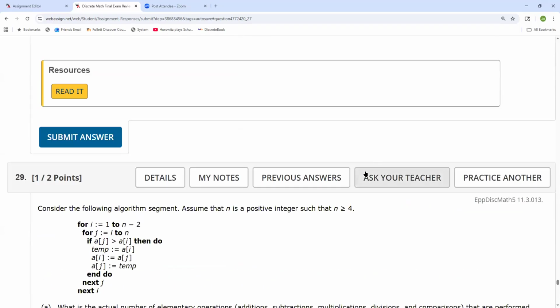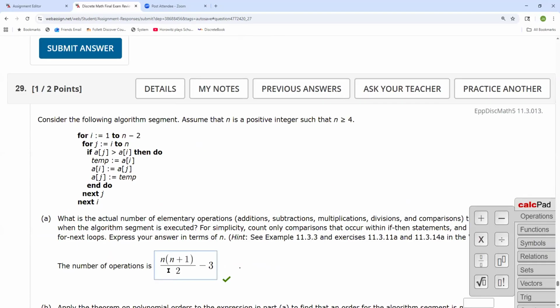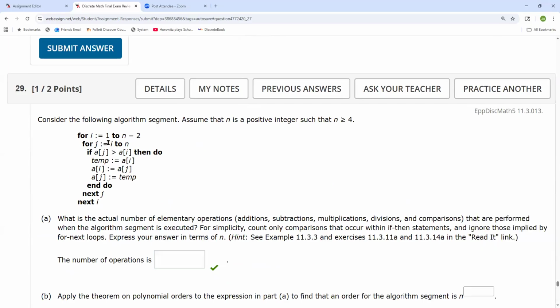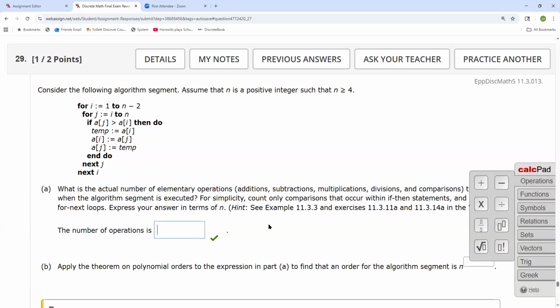Okay, so now this one, 29. So we're getting closer and closer to the end. I misread this problem last night. I thought this said 1 to n because it was super small on my phone, and I kept getting it wrong, and then I realized, wait, it's actually way easier. So for i equals 1 to n minus 2, and for j equals i to n. Let's remember we can only do this if we start with 4. So assume n is 4 for the first case, and let's work through this together.